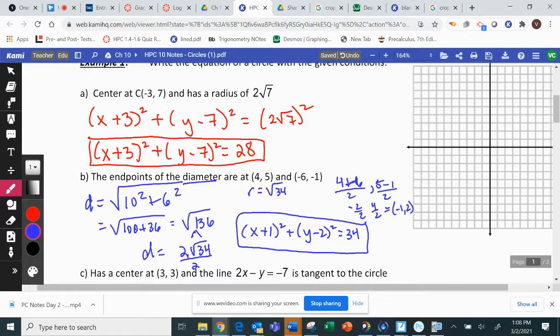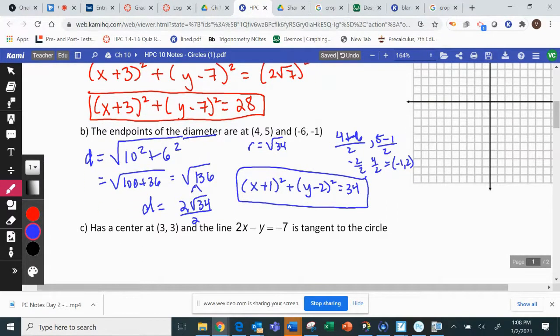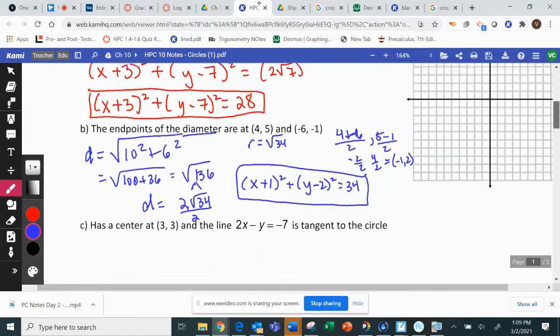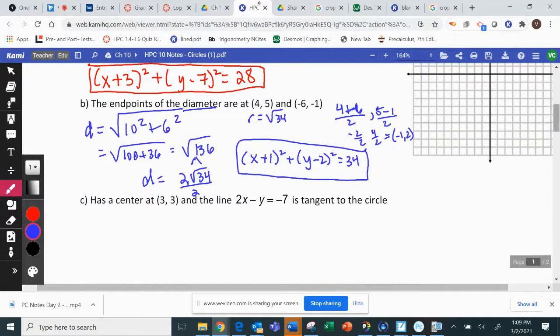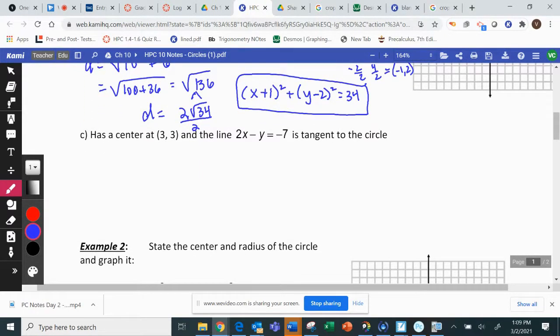What you will experience in this chapter is not going to be just completely like, here's the center, here's the radius, stick the numbers in. It's going to be a little bit more problem solving, where they give you some pieces of information and you have to find the information that we actually need to put into the formula. So the third one has a center at (3, 3), and the line 2x - y = -7 is tangent to the circle. So we talk about problem solving.